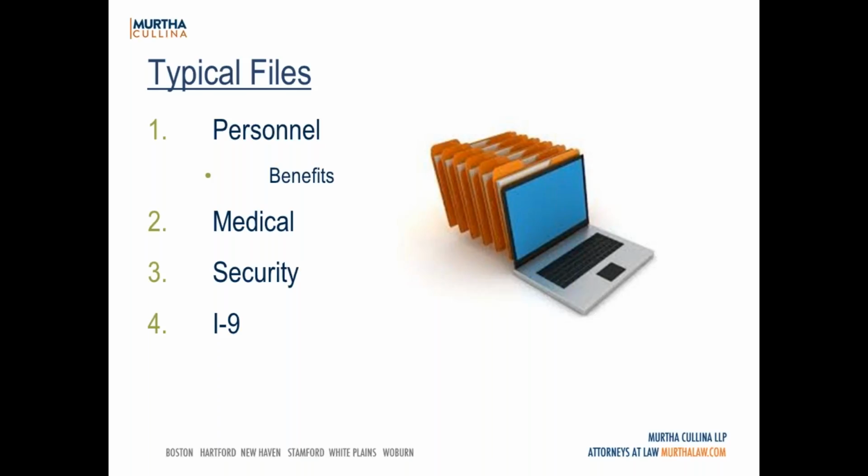You have a medical file where you, as the employer, may have certain medical information regarding employees, FMLA paperwork, disability accommodation paperwork, and the idea is that those documents contain very personal information that only people with a need to know should be seeing. Then there's a security file that we'll be talking about in terms of investigations that you may be doing with regard to certain personnel. And then finally, your I-9s, and we'll talk about how those are best kept.